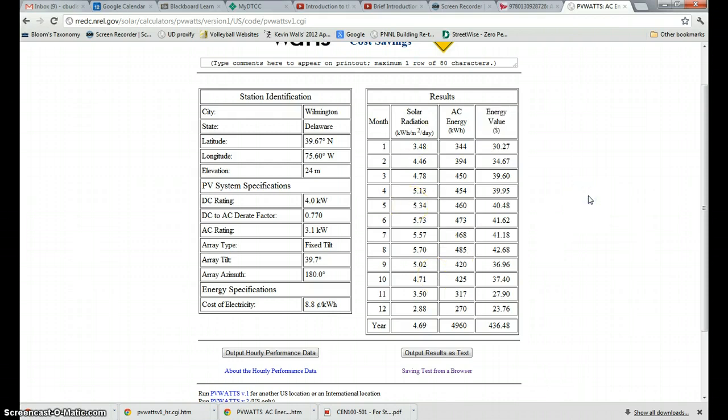So what the next video will show you is something called System Advisor Model, where you can graph these things much more easily. It's not an easier program, but it gives you much more detailed results. So that will be the topic of the next video, so look for that.